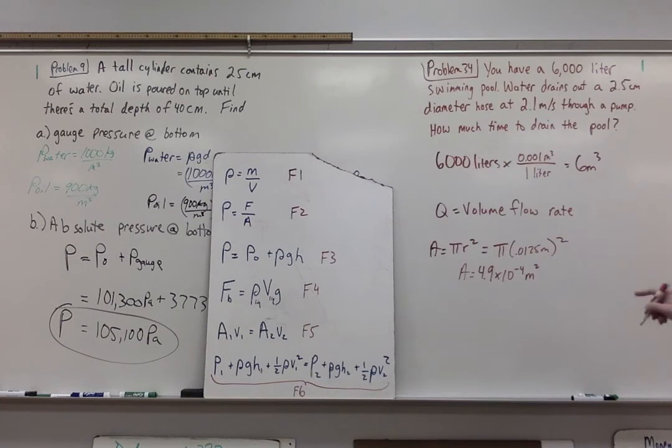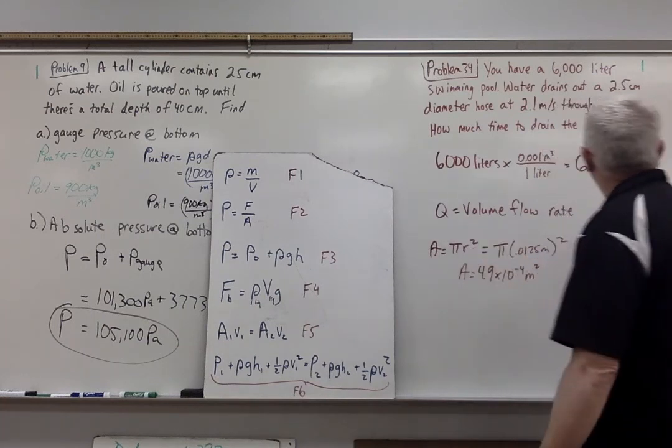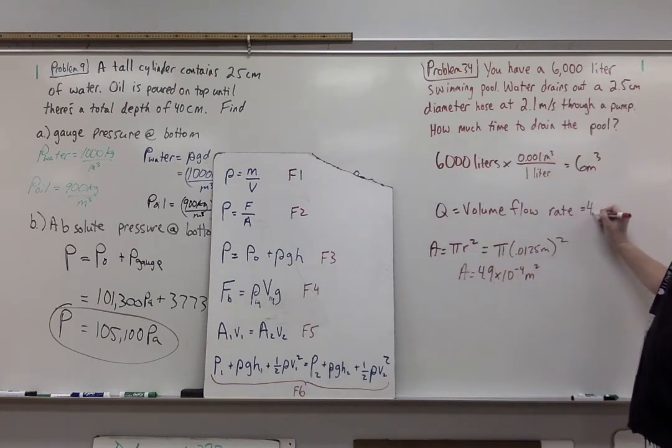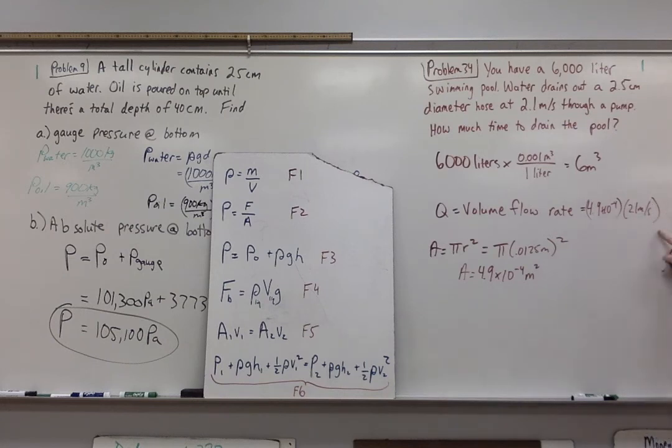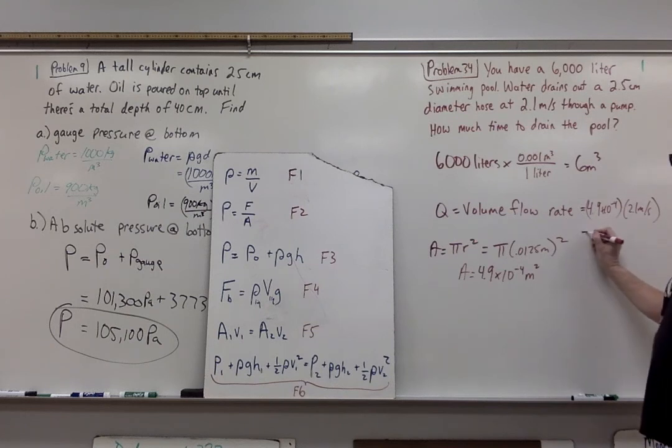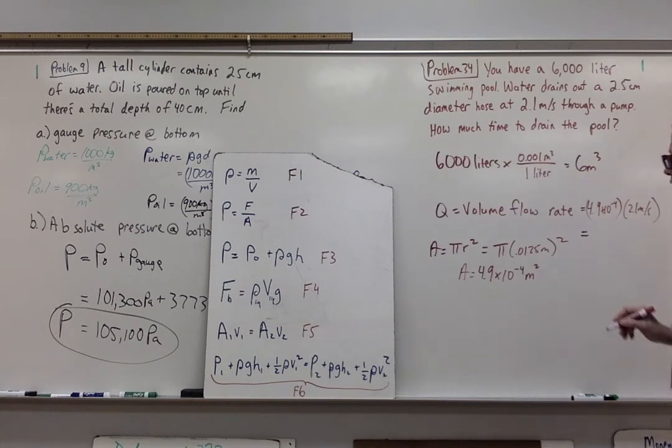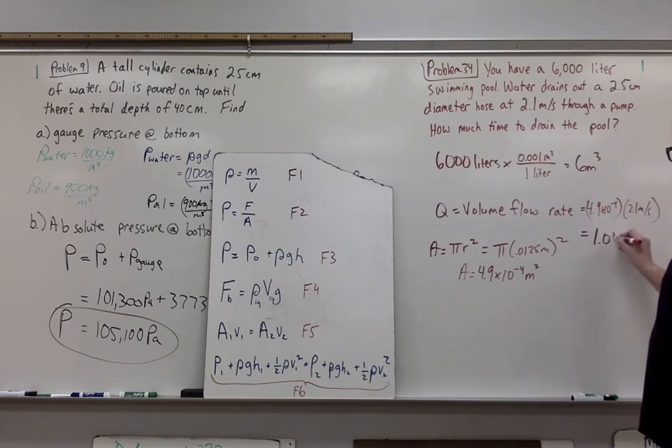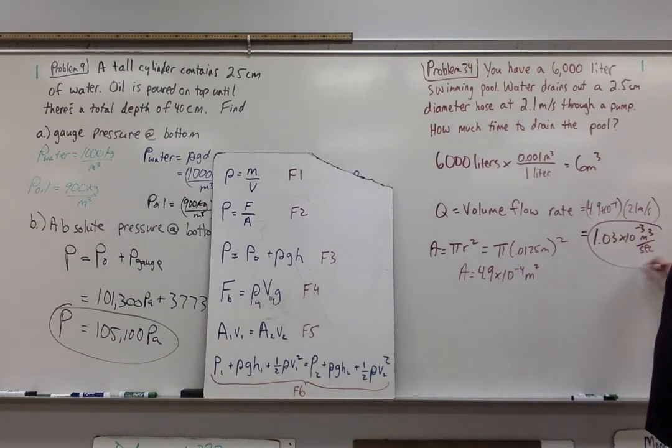So when I do that and I multiply it by the speed, 2.1 meters per second. I hope that's visible. Just barely is visible. That gives me my volume flow rate, which in this case is 1.03 times 10 to the negative third meters cubed per second. Hope that's still in there. Yep, just barely in there.